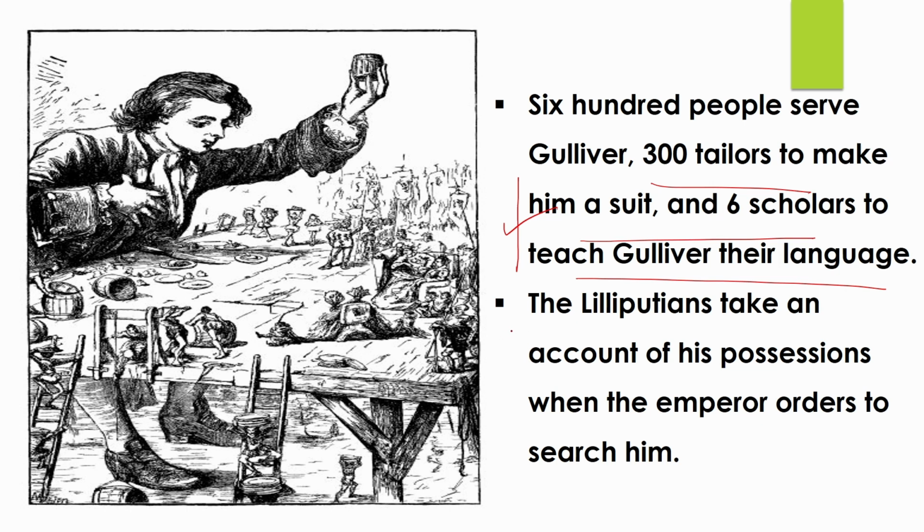Gulliver agrees to this search, and the Lilliputians take account of his possessions: handkerchief, snuff, comb, razor, knife, journal, and pocket watch. All these relatively common objects appear to them unfamiliar. For example, a comb is described as a sort of engine, from the back of which were extended 20 long poles. In the process, all of his weapons are taken away.